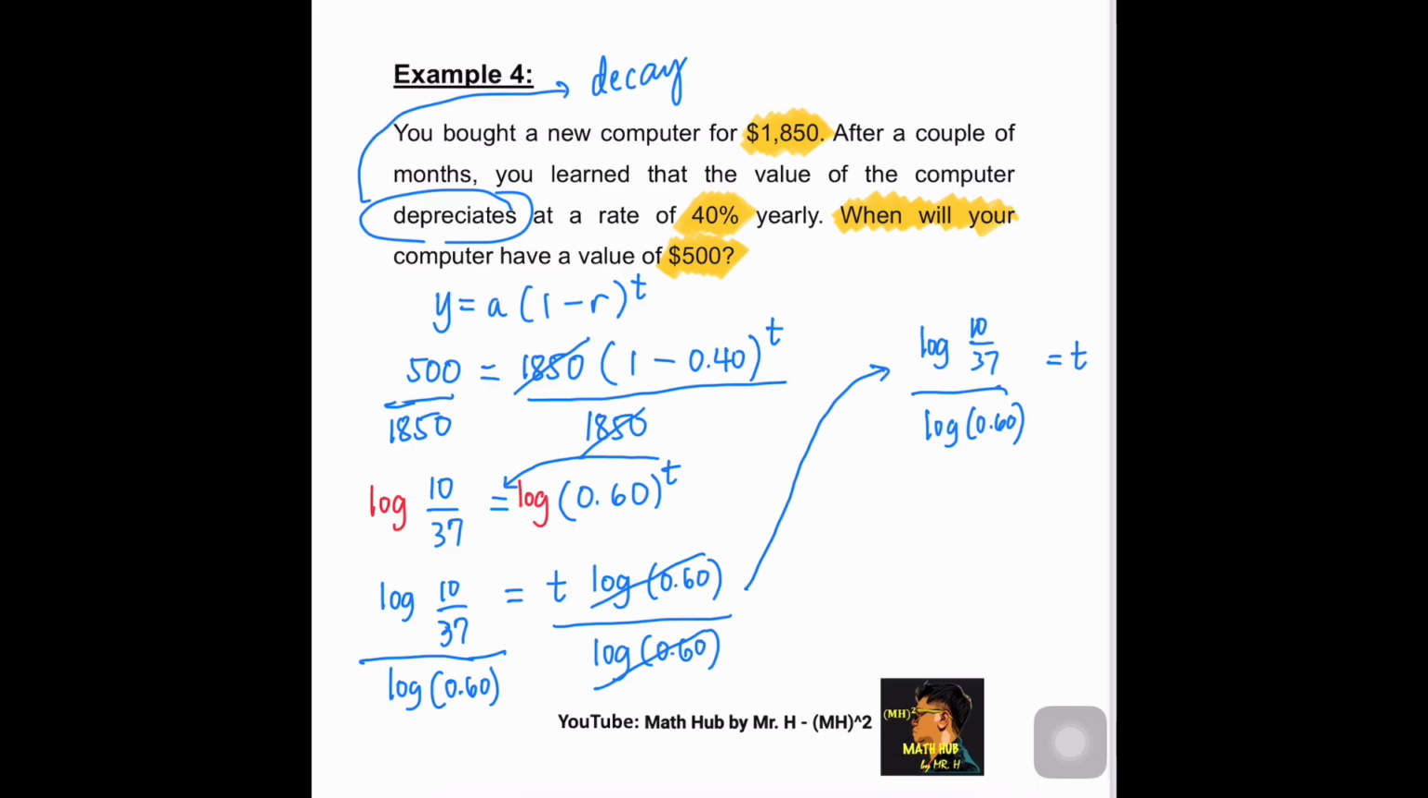0.60. So you need to type this whole thing on your calculator, like the whole thing in one go. And if you do that, it's going to give you an exact value of t equals 2.5612122.